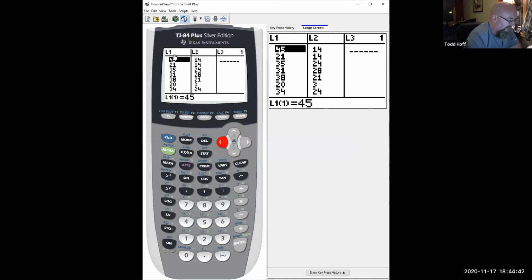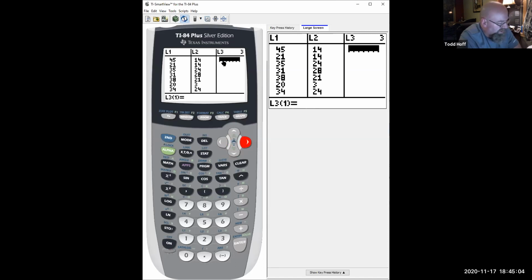Now, I actually already have my home team scores entered in list 1. The first game was 45-14. See the home team scores in list 1. The opponent is in list 2. And so all the home team scores are in list 1. All the away team scores are in list 2.